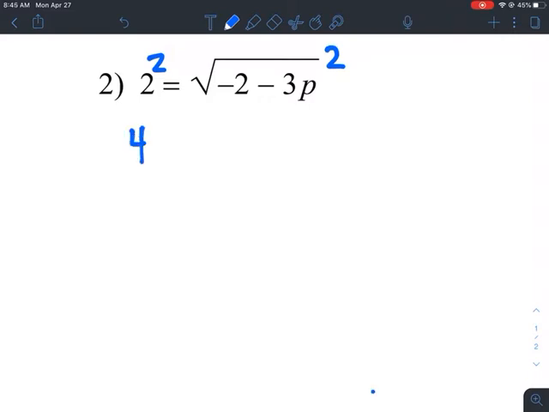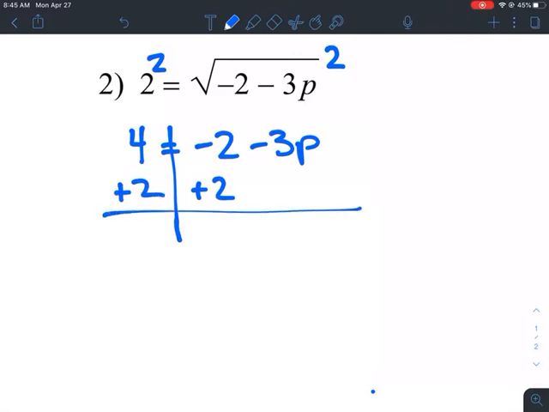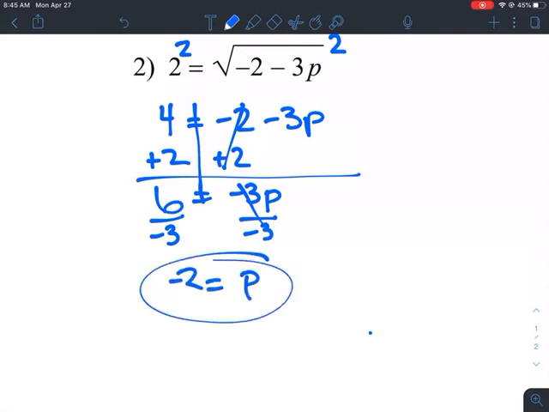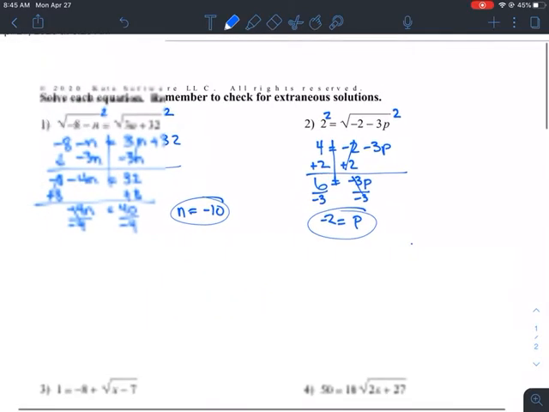So on the left side, I'm actually going to get 2 squared, which is 4. And on the right side, the squared just takes away the radical. So it's negative 2 minus 3p. And then I just solve it like a regular equation. So I'm going to add 2 to both sides. So I'll get negative 3p equals 6. And then divide. So that's going to leave me with p equals negative 2. There you go. Okay.